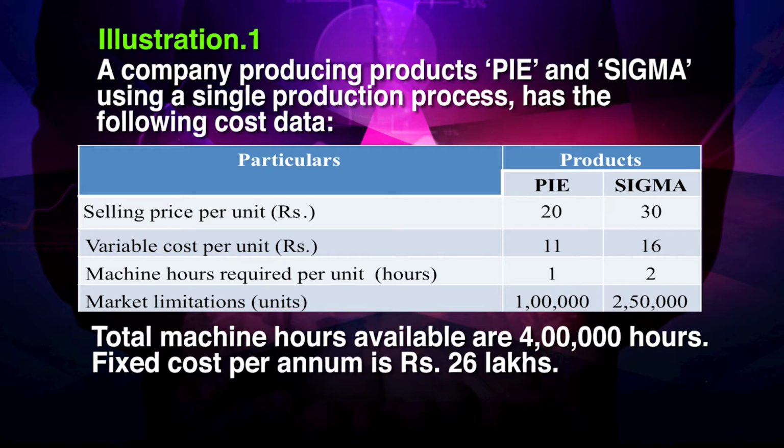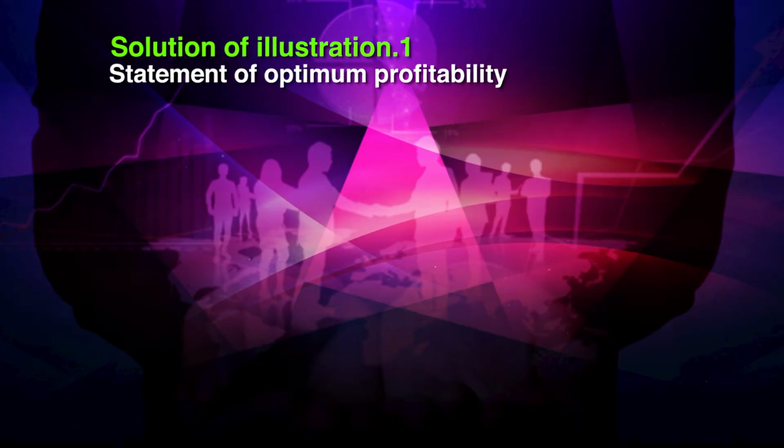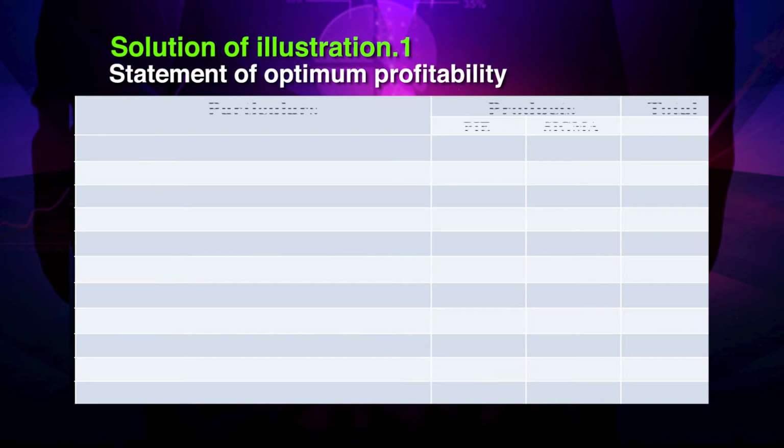Fixed cost per annum is 26 lakhs. Considering the limiting factors of machine hours and market limitations, you are required to indicate the best combination of products to give optimum contribution. Now, let us come to the solution of illustration 1. We will have 4 columns: first column for particulars, second column for product P, third column for product sigma, and finally the total column.